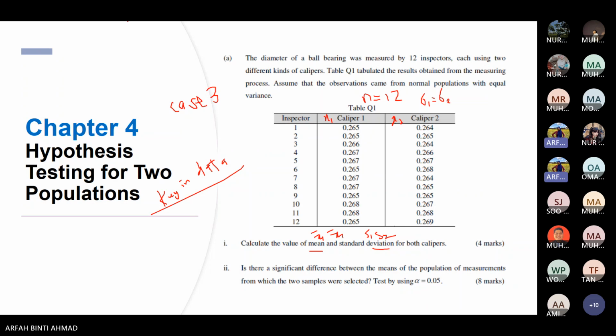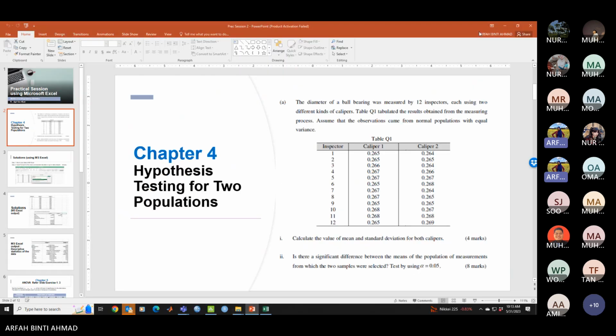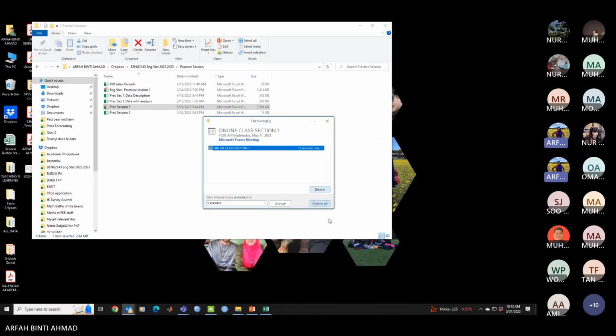So let me see. Who replied in the chat? Mean 0.2666 for caliper 1. Yes. Everyone gets the same answer with Chipeng. So key in the data in your Microsoft Excel.